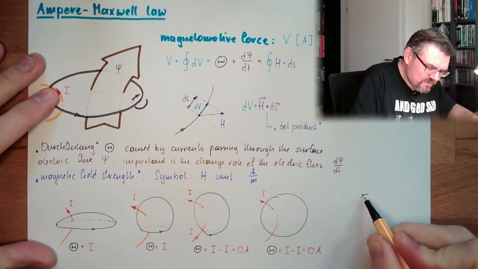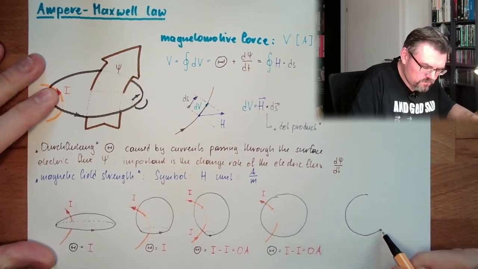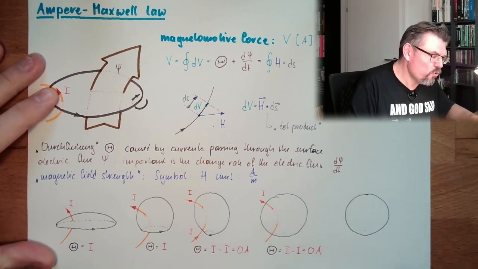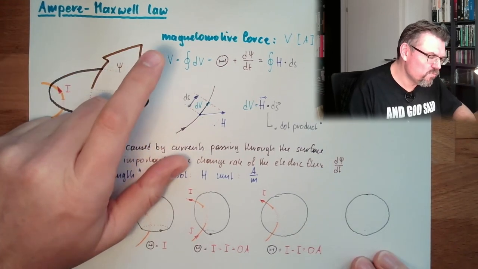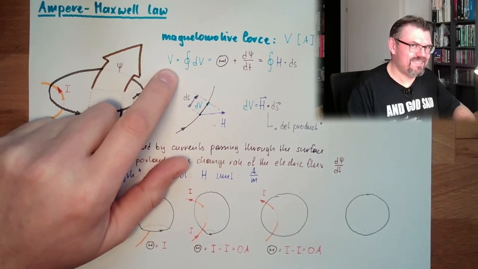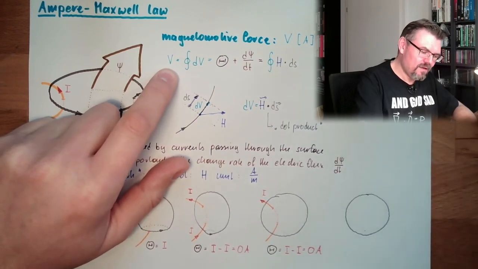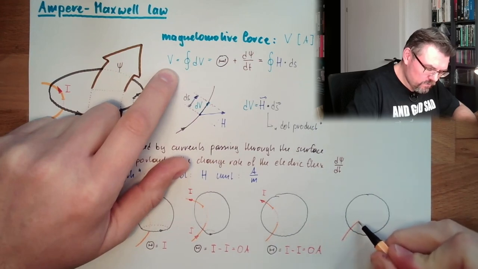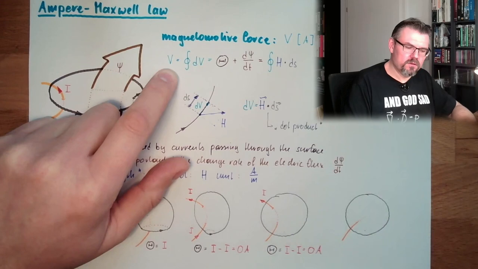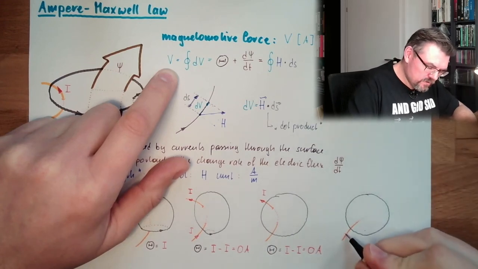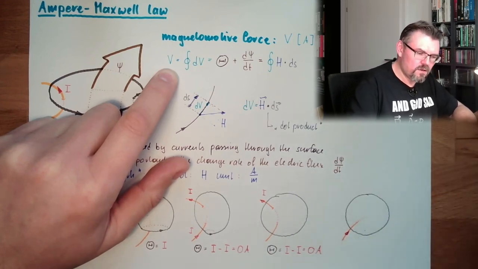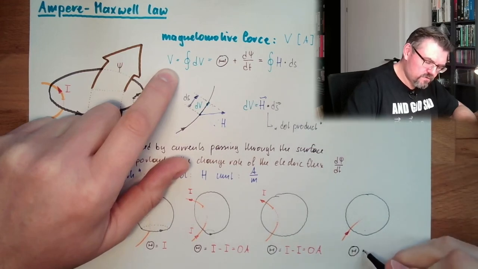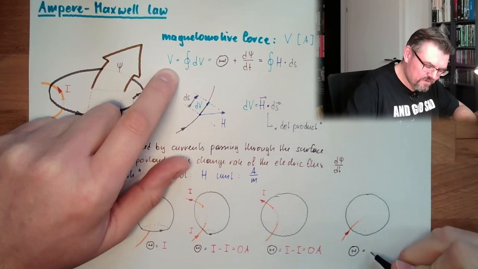We're still having this closed bubble. We're still having this edge. No edge. So we're still having a magnetomotive force of zero. And then our current is going in and will nowhere come out. So our flush is minus I.